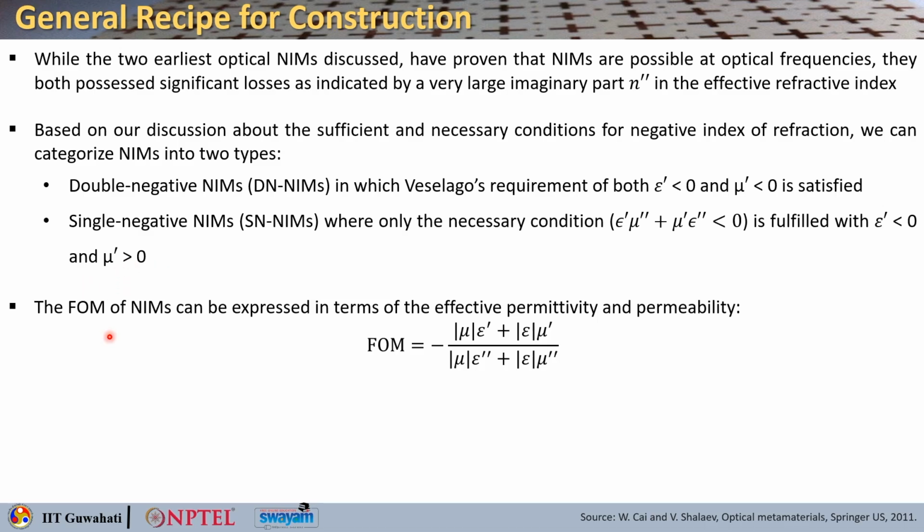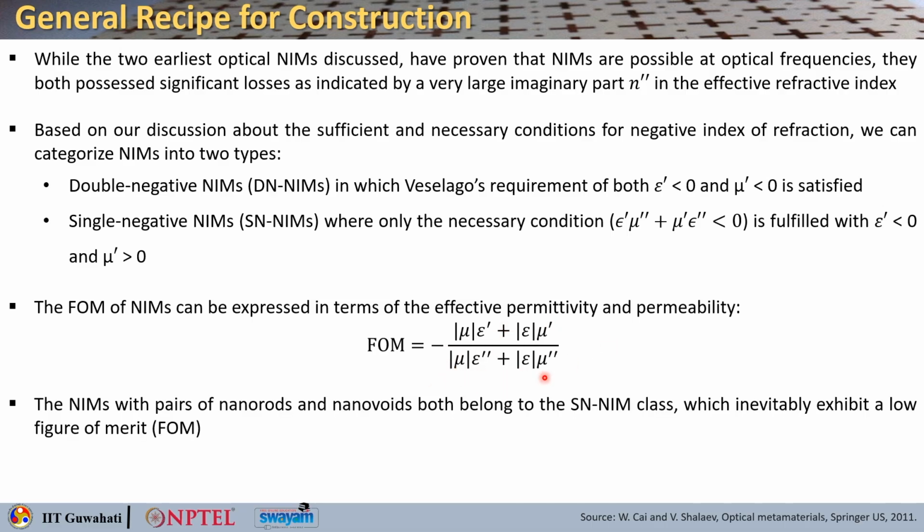You can express the figure of merit of negative index materials in terms of the effective permittivity and permeability, and it can be given like this: FOM equals minus modulus mu epsilon prime plus modulus epsilon mu prime, divided by modulus mu epsilon double prime plus modulus epsilon mu double prime. The NIMs that we have seen with pairs of nanorods and nanovoids both belong to this single negative index material class, and they exhibit a low figure of merit.